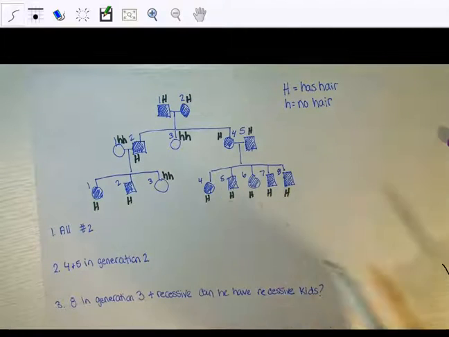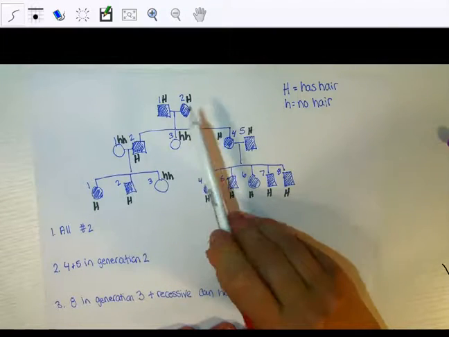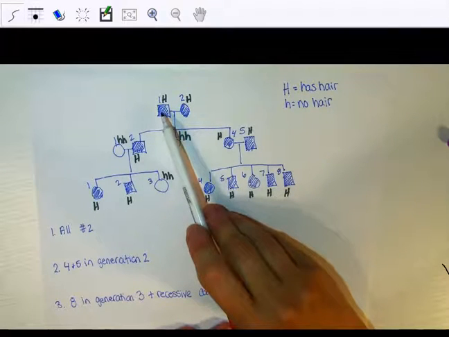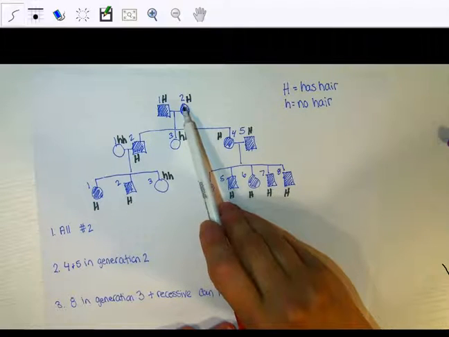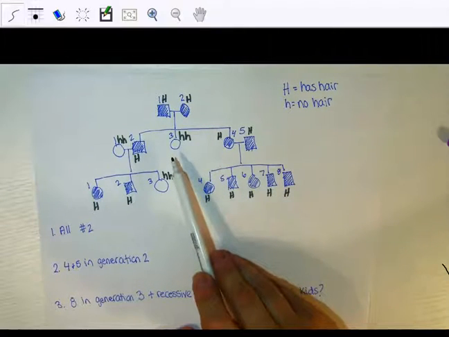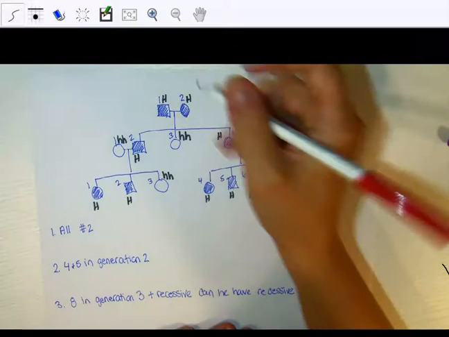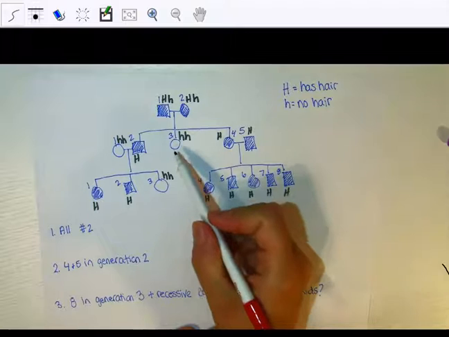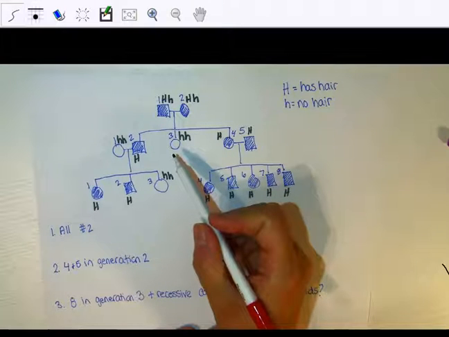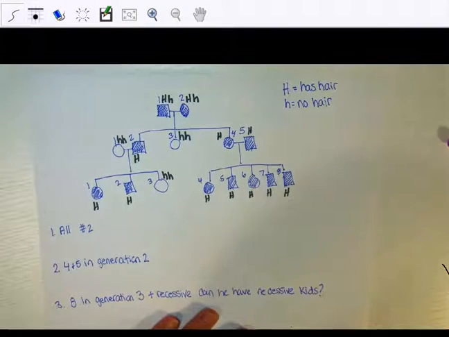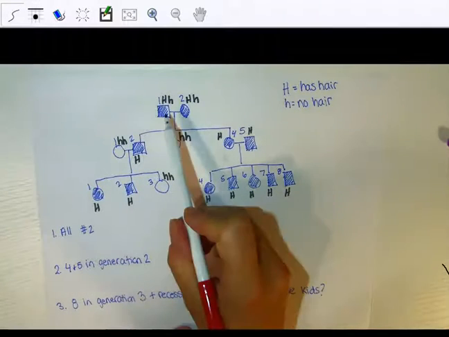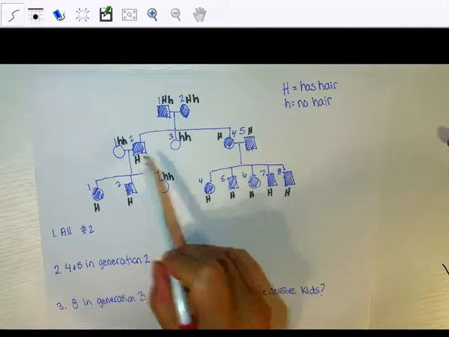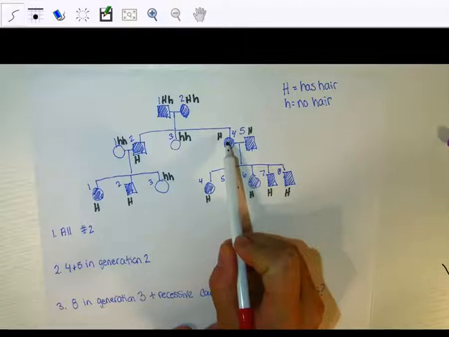Okay? So if this one has a big H and this one has a big H, but they have a kid with two little h's, immediately I know that each one of these also has to have a little h, because they have to be able to have this kid, right? But just knowing that doesn't tell me about this kid, and it doesn't tell me about this kid.